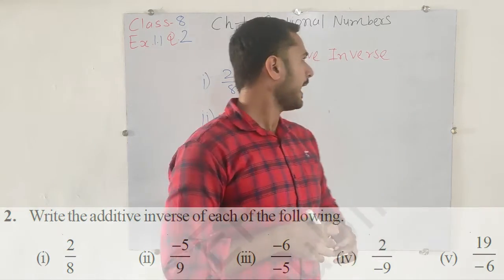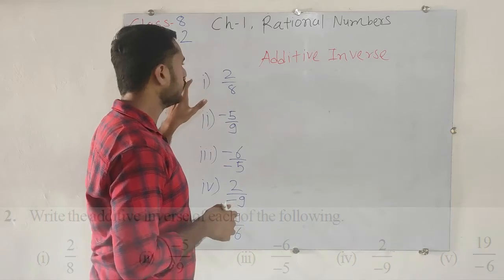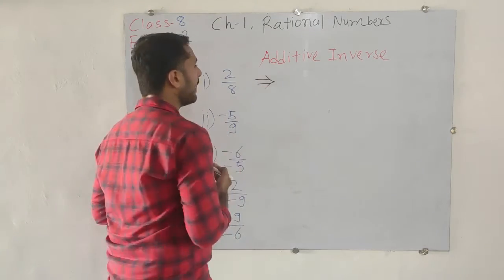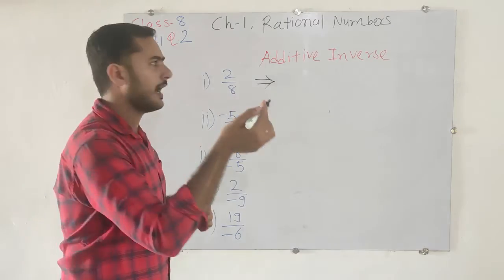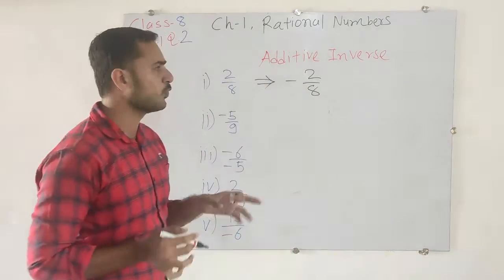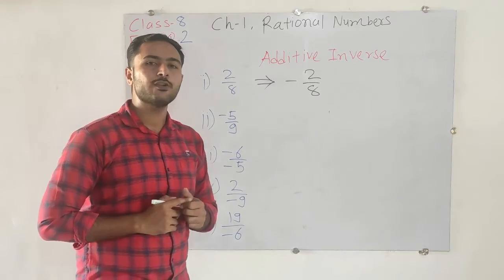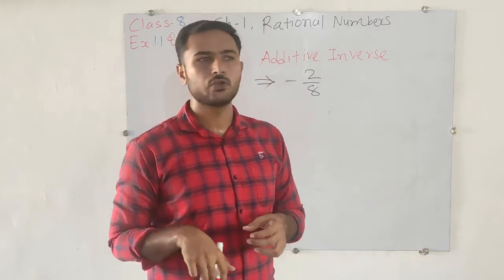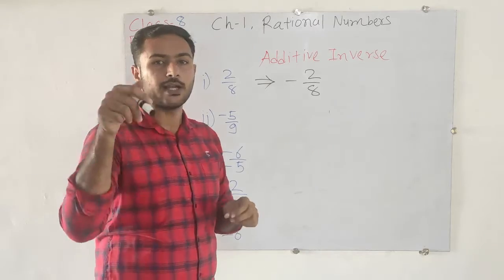Okay. Here I am just going to do it for 2 by 8. So what will we do for 2 by 8? 2 by 8 is positive, so I will write the negative one, minus 2 by 8. That is the additive inverse of 2 by 8. If you want to verify that, you can do 2 by 8 plus minus 2 by 8, and if the answer is 0, then this is the correct one. Okay, you can check that.